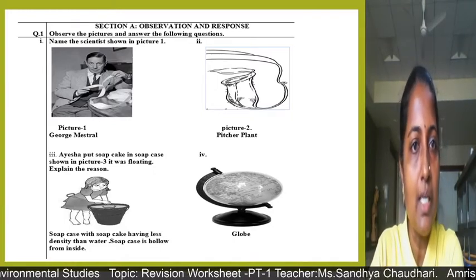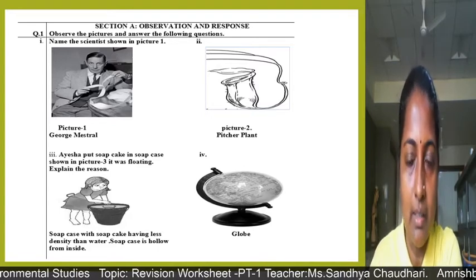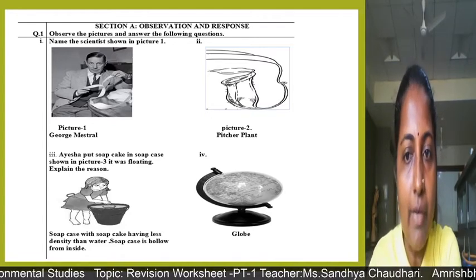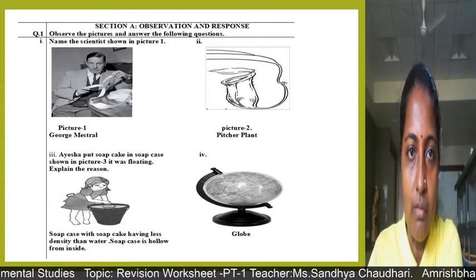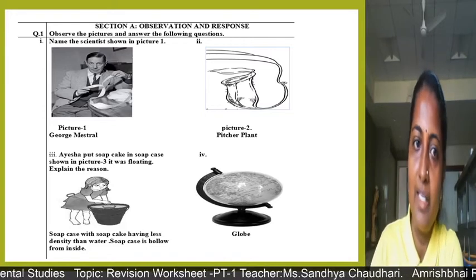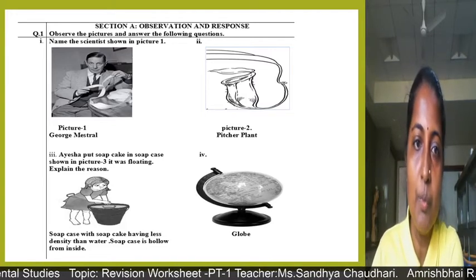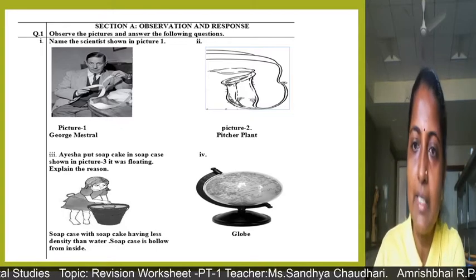First question, name the scientist shown in picture 1. So you have to write only the name of that scientist, that is George Mestral, who invented Velcro. Then second question, the picture is about a plant. In third question, Aisha put a soap cake in the soap case shown in picture 3. It was floating. Explain the reason.